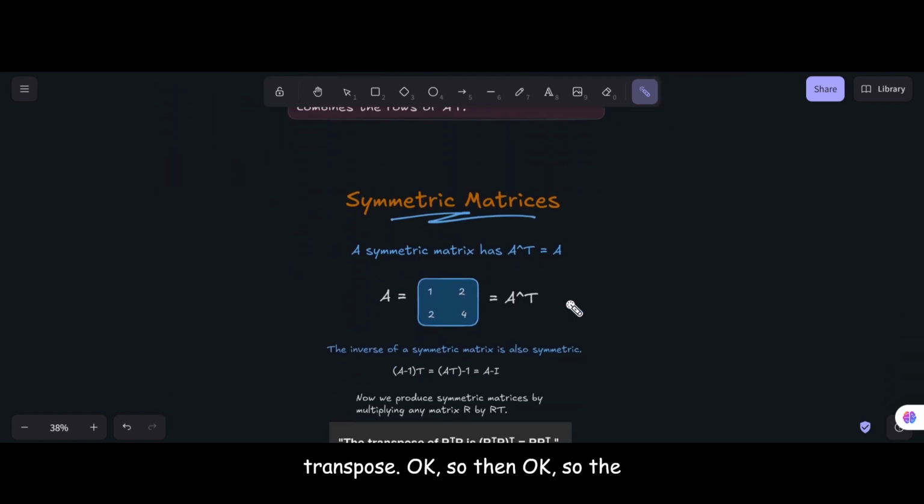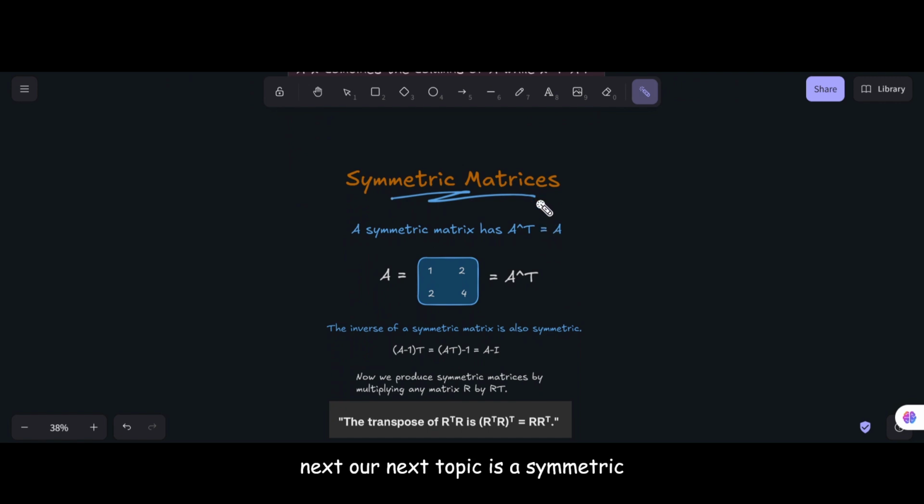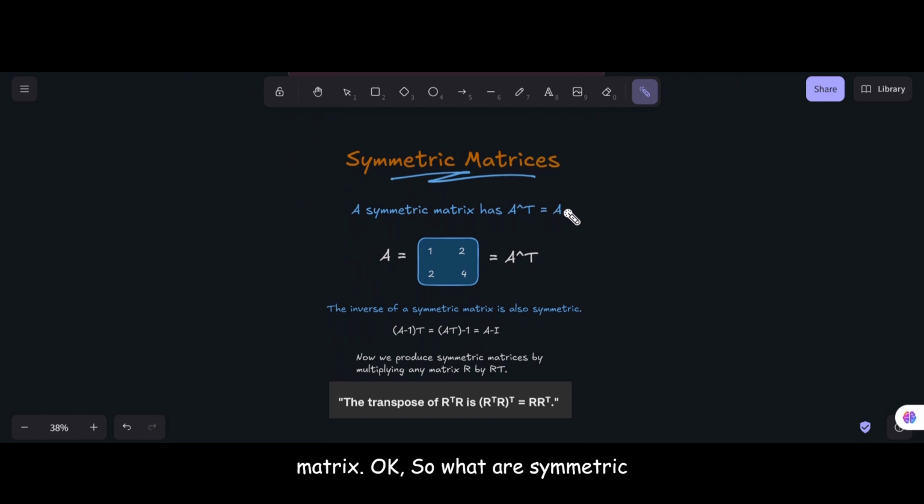Okay, so our next topic is the symmetric matrix. A matrix is said to be symmetric when it is symmetric around its main diagonal. This is our main diagonal, and these are our off diagonal entries. This means that if you flip the matrix around its main diagonal, the matrix remains unchanged.